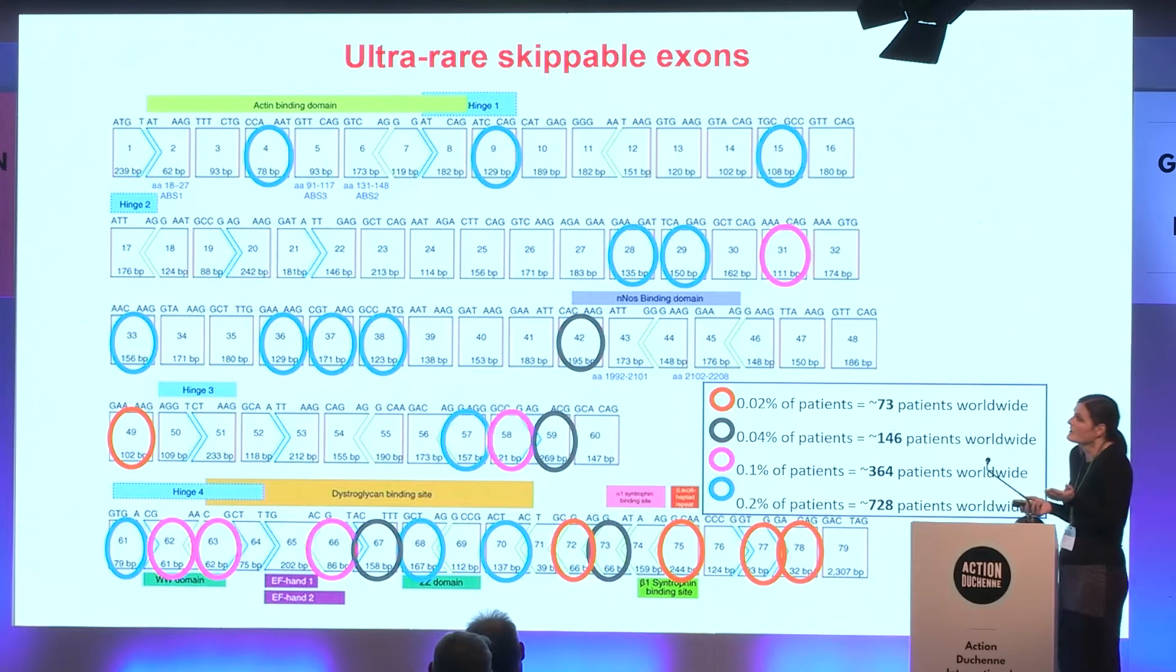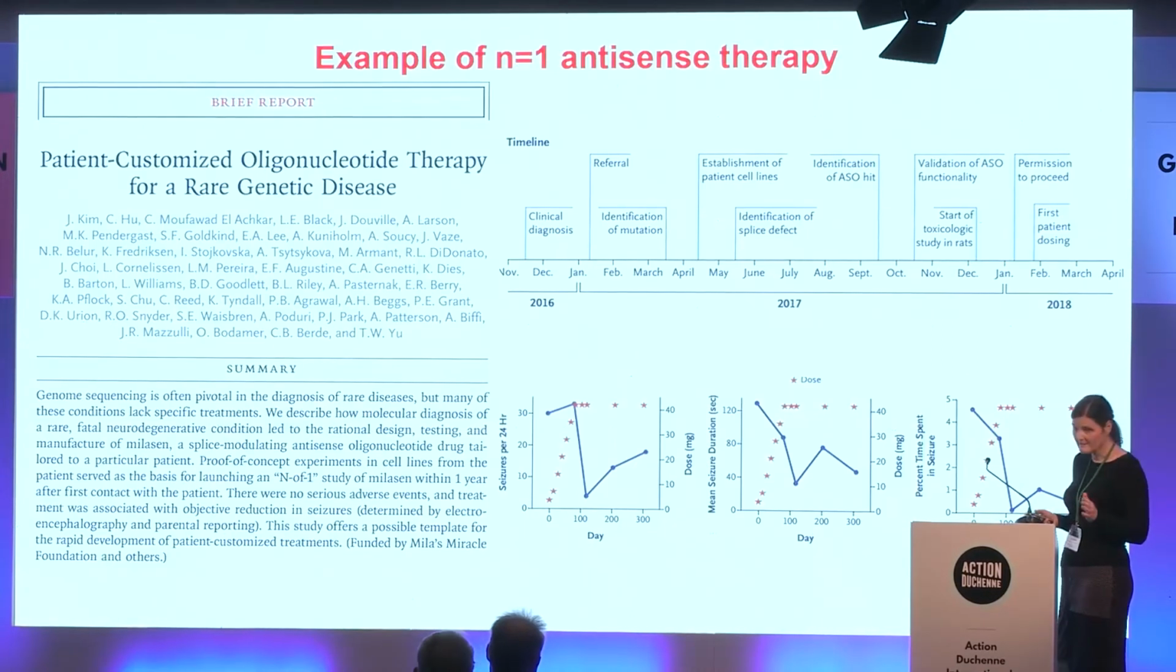So is a drug company going to invest in the development of an antisense for such a small population of patients? The answer is they will, but you have to be talking to the right company and the right research foundations. I just wanted to tell you about an antisense that was developed for a child who had an individual mutation. So it was an N=1, that's called.